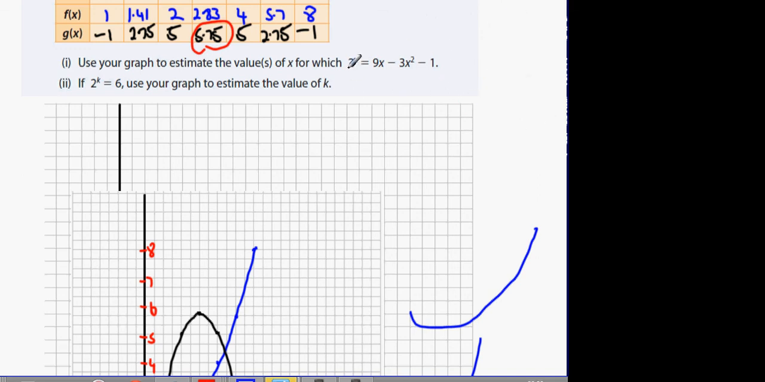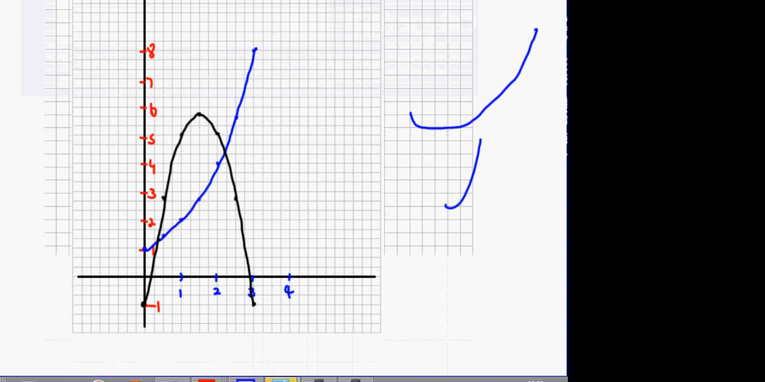Now, finally, the question says, use your graph to estimate where 2 to the power of x equals 9x minus 3x squared minus 1. Use it to find out where f of x equals g of x. Where are the outputs the same? What value does this happen? Here, here, and here. Drop a line and see what the numbers are. What do you think these two numbers are going to be? Call it x equals 0.3 and x equals 2.3. It's good enough.